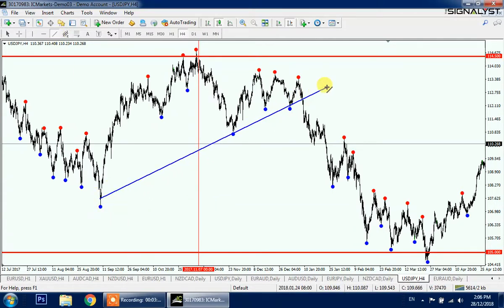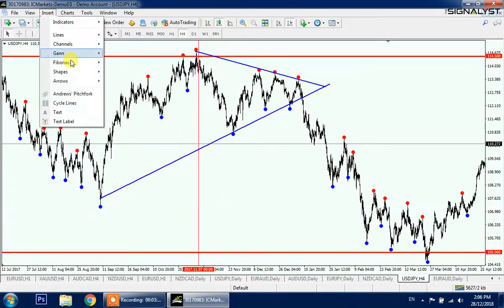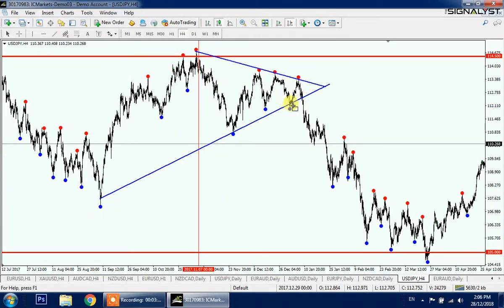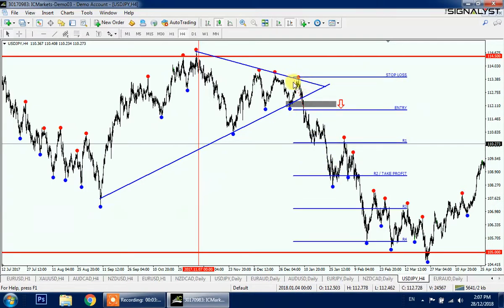Here we've got a very good one, 1, 2, and 3 touches. We can even draw that line to have like a symmetrical triangle pattern. The way we trade it is we draw our last swing standing, which is the last touch of the trend line, and enter on its candle close below it. So here would be our entry, and our stop loss is the last swing, red swing.